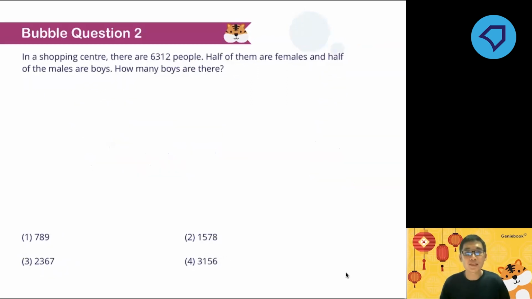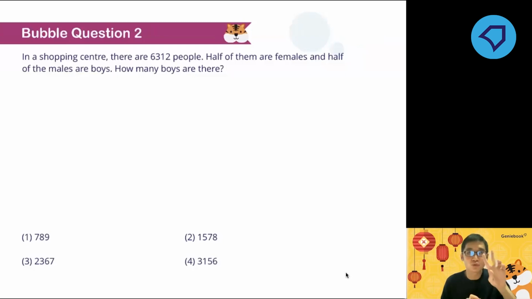Now, in a shopping center, there are 6,312 people. Half of them are females, and then half of the males are boys. So how many boys are there? All right, this question is quite straightforward. They're telling you how many people there are altogether in a shopping center. Half of them are female. So what does that mean? The other half of the people in the shopping center has got to be males. So out of the males, half of them are boys. So can you find out for me how many boys are there?